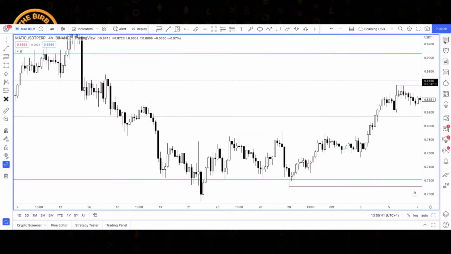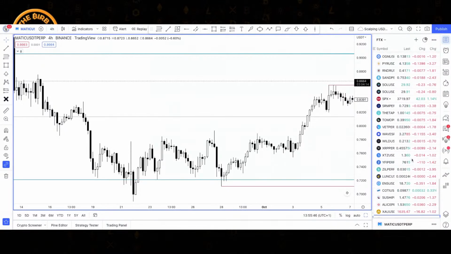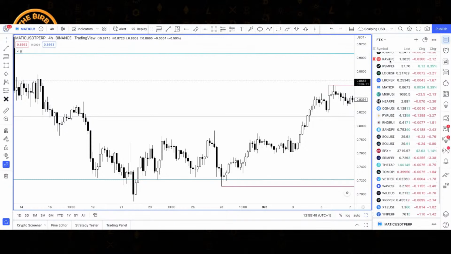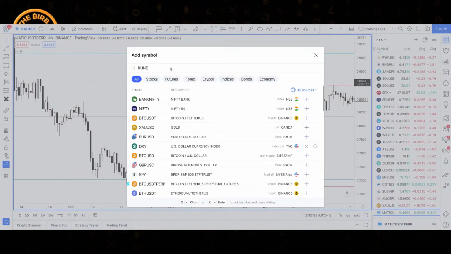I'm going to pop on to Rune to just finish up today. Where's my Rune gone? Let's bang this one on Binance as well.